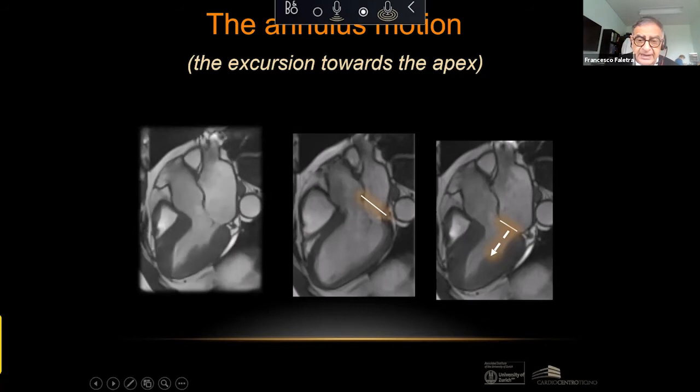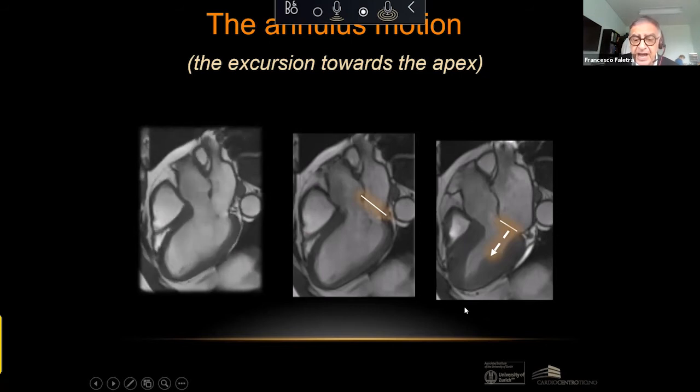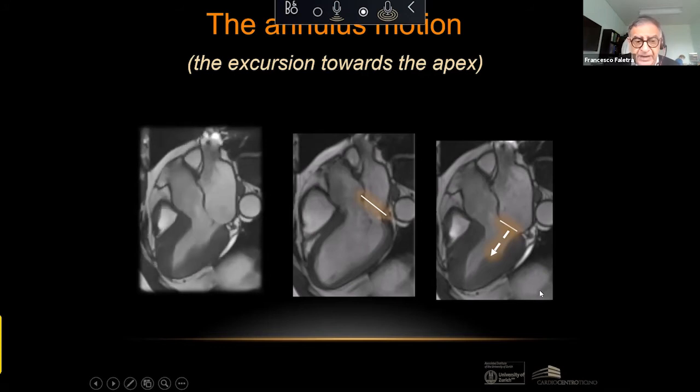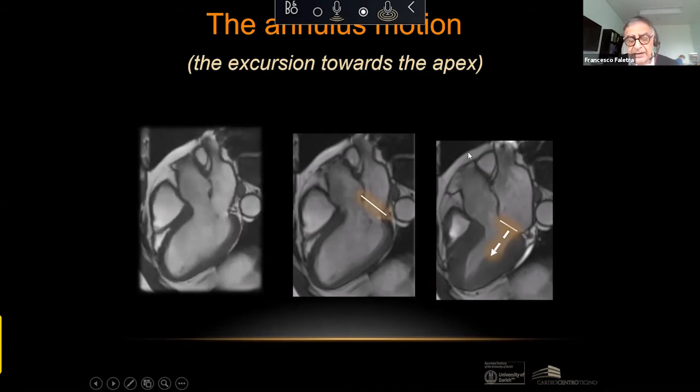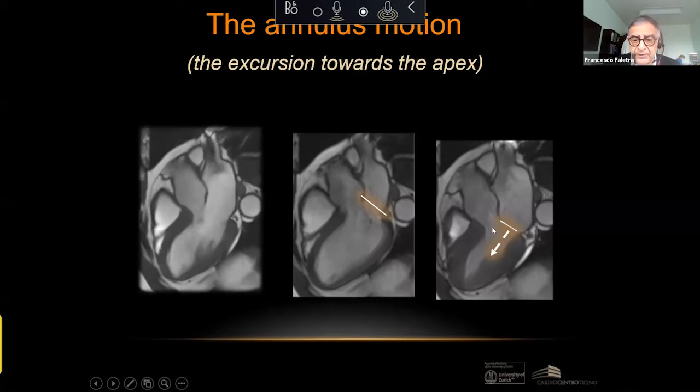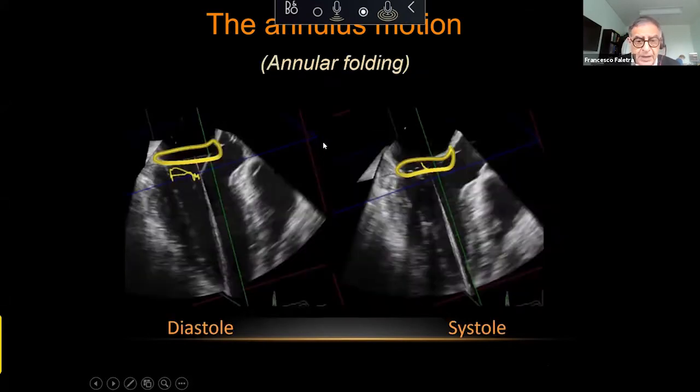This is the classical case of hypertrophic cardiomyopathy, or other cardiomyopathy in which there is no such shortening of the annulus. And then we have the folding of the annulus. So the saddle shape configuration in systole becomes more accentuated, for the reason that I told you before.